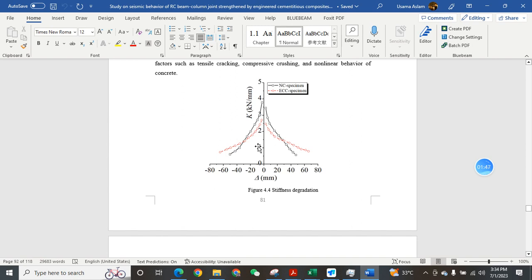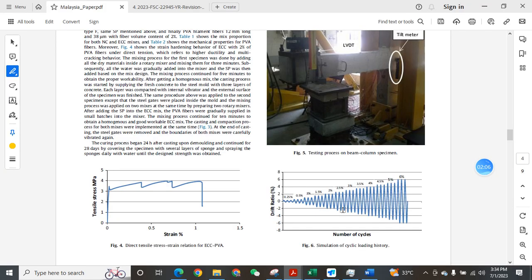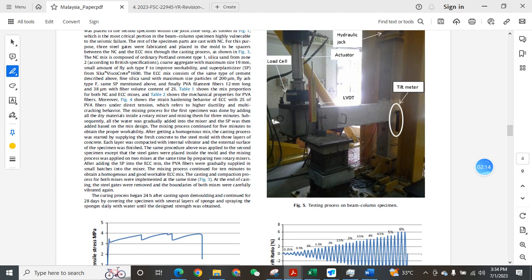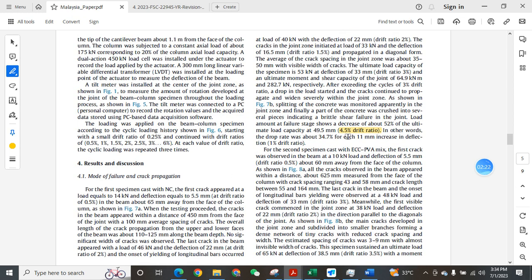Let me tell you some concepts, and then I will share my Excel loading protocol file and this graph's Origin file in the link. Then you can make changes according to your needs. First of all, this is the loading protocol, and we need to know at which drift ratio the specimen is failing. This is a beam column joint, so we are applying load at 1100 millimeters from the face of the column. For the normal concrete, the specimen is destroyed at a 4.5% drift ratio.